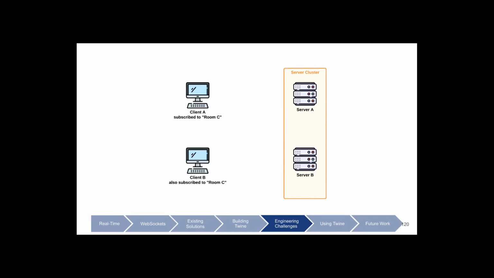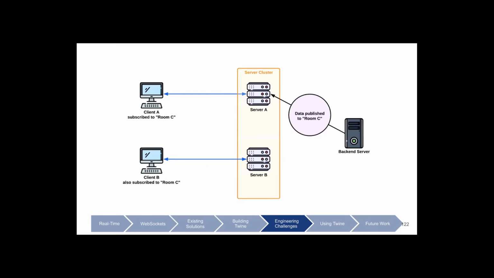Suppose there are two clients, Client A and Client B. Both are subscribed to Room C, but are connected to separate Twine server instances, Server A and B. If data is published from backend servers to Server A, for all Room C subscribers, Server B is unaware of this data. Consequently, Client A receives the new data, while client B, connected to server B, remains uninformed despite being subscribed to room C.